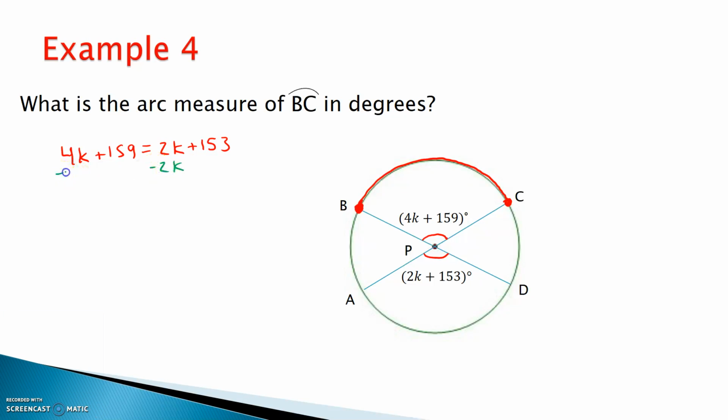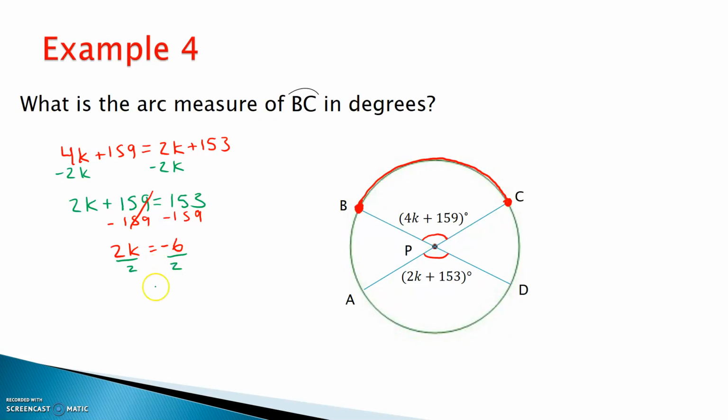Minus 2k, minus 2k. So I get 2k plus 159 is equal to 153. Okay, so now what do I have to do? I have to subtract. Let me do this minus in a different color. 159 minus 159, cross those off. I get 2k is equal to, what is 153 minus 159? That's going to give me negative 6. Okay, the last thing that I have to do here is divide both sides by 2.